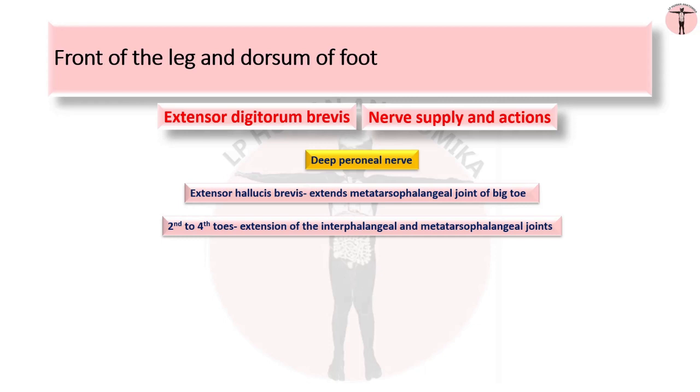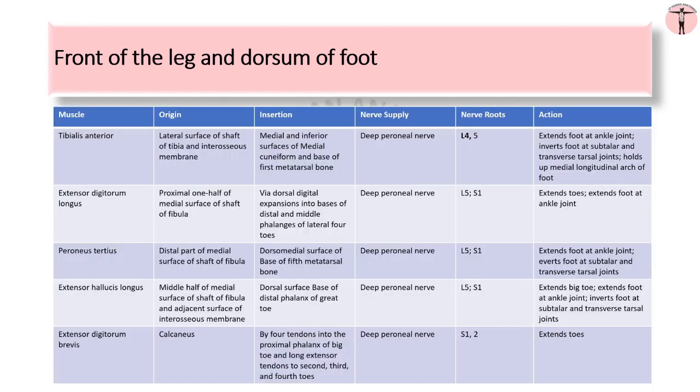This is the summary of muscle attachments, nerve supply and actions. Do make a chart like this, which will be helpful for revising during your exams. Note the following points.